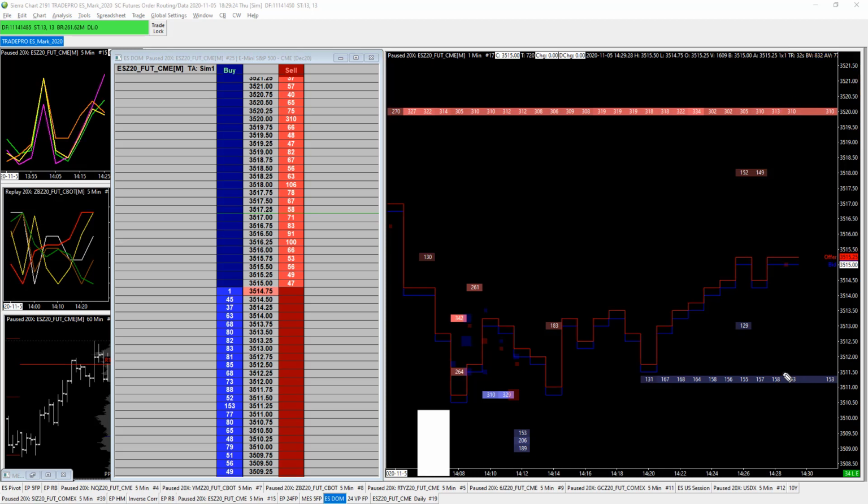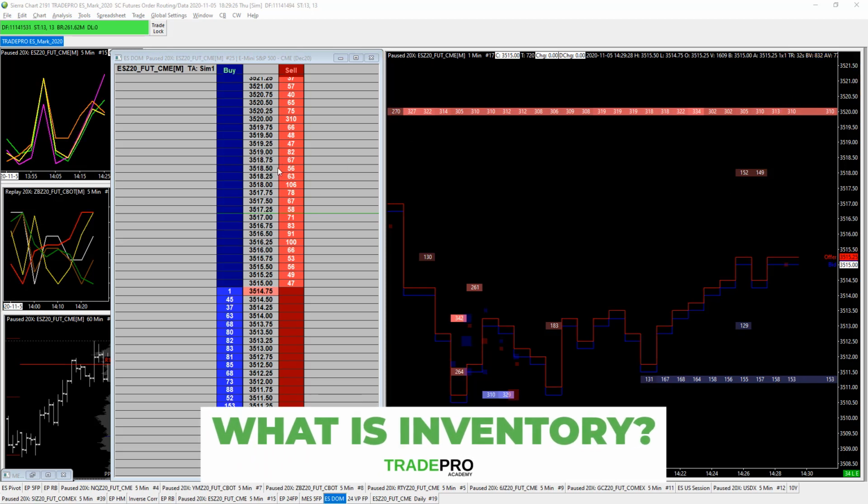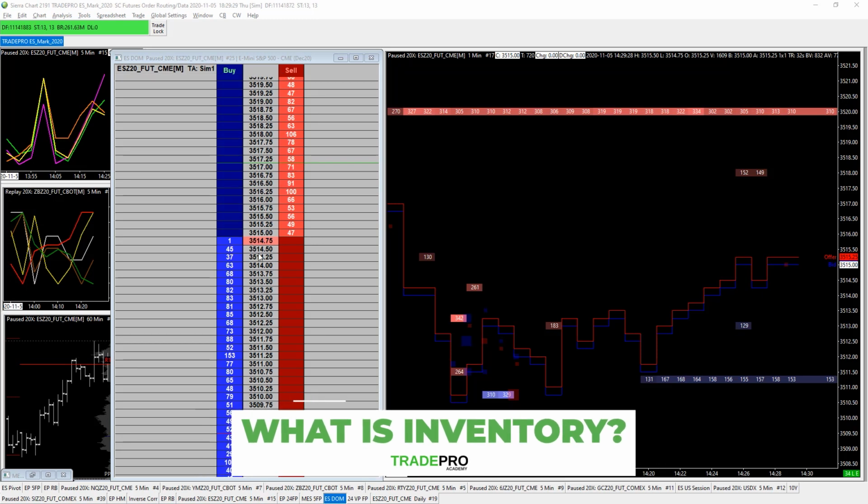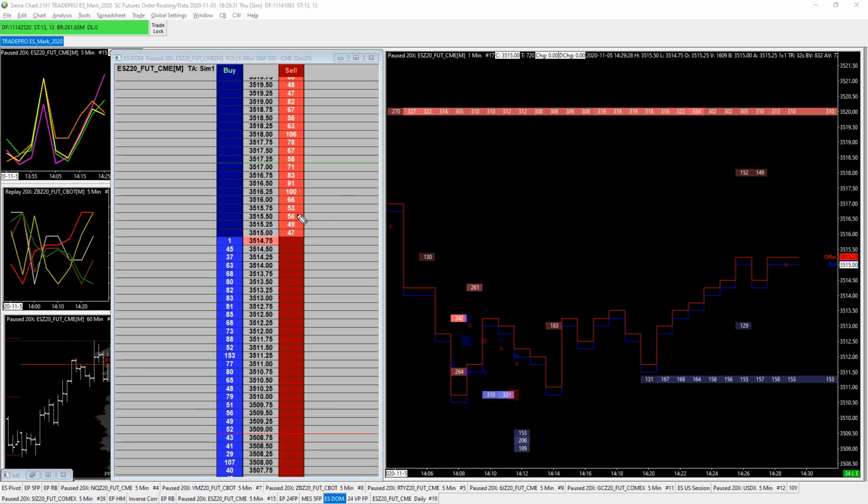So first and foremost, what is inventory? Well, if you look at this DOM here, you'll notice that at every single price level, you have got offers and you have got bids. On the right hand side, the sell side, these are offers. These are traders that are looking to sell. They have the intention to sell at certain levels. And the number next to this price level represents the actual inventory at that price.